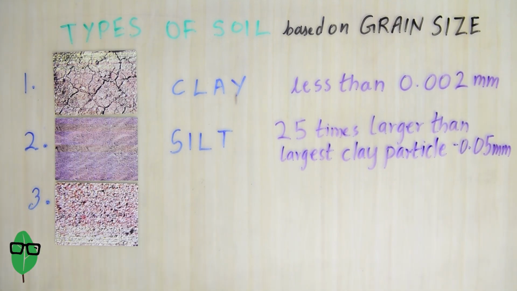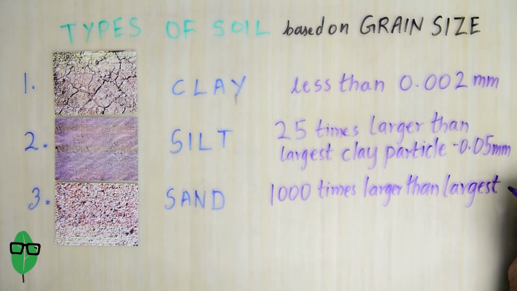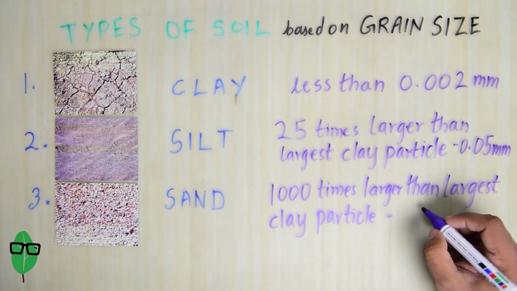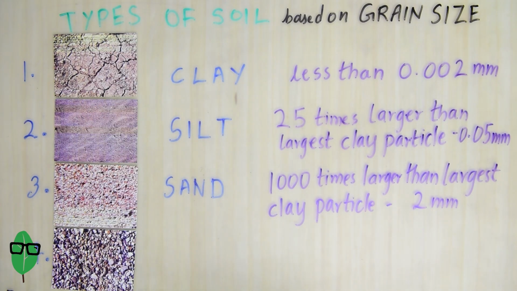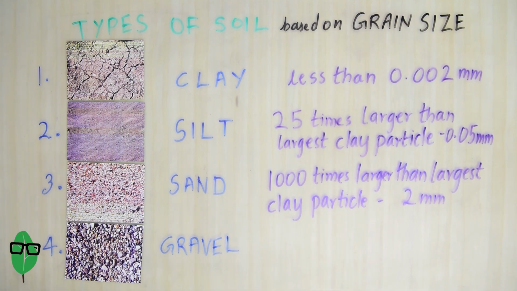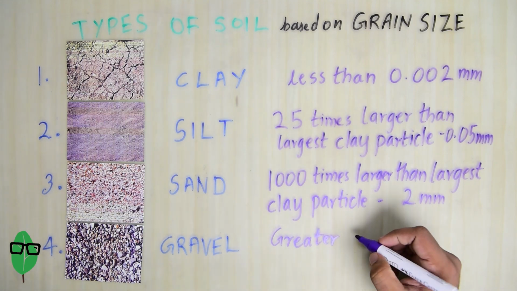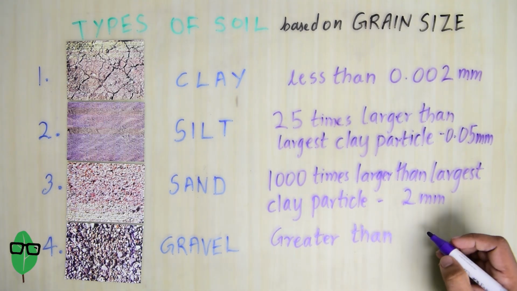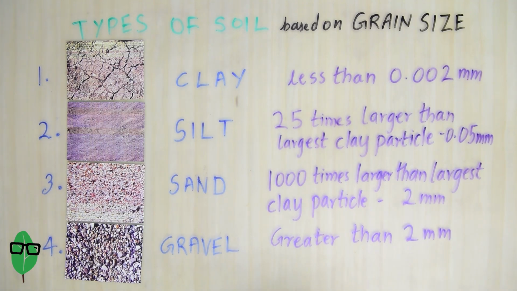And then we have sand. Sand grains are 1,000 times larger than the largest clay particle, that is around 2 mm in size. The last one is gravel. I wouldn't officially classify gravel as a soil type because gravel most probably is used for maybe decorative purposes or hydroponics. But gravel is anything that has particles that are greater than 2 mm in size. But we are more concerned with clay, silt and sand. So let's look at the more practical side of this, how it impacts actual soil types available in the hobby.